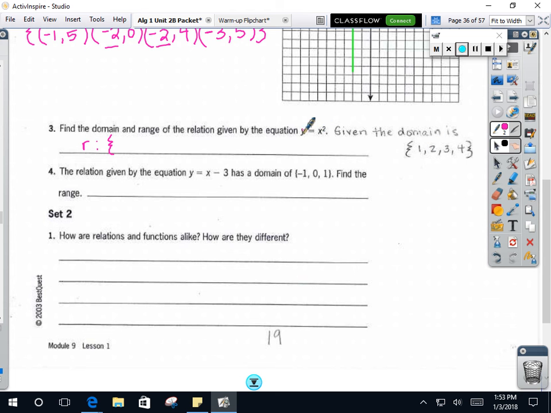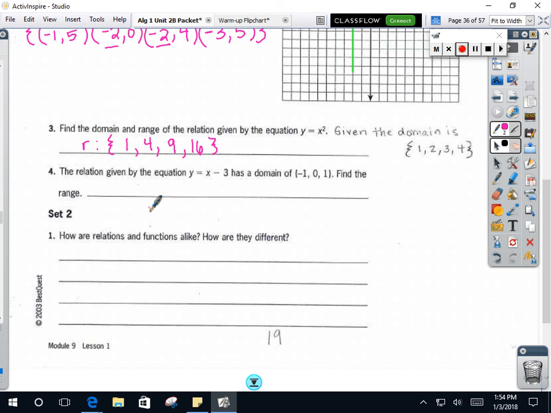So the first time, wouldn't that be y equals 1 squared, which is 1? And then the next time you'd insert the 2, or input, that's why it's called an input. Y equals 2 squared is 4. Y equals 3 squared is 9, and y equals 4 squared is 16. And you notice every time I said y equals, and that's because range is the y values. If they gave you the domain, you'd have to plug them in wherever the x is and solve for the y.